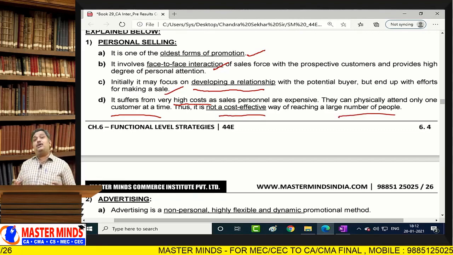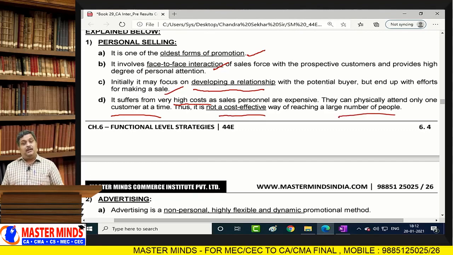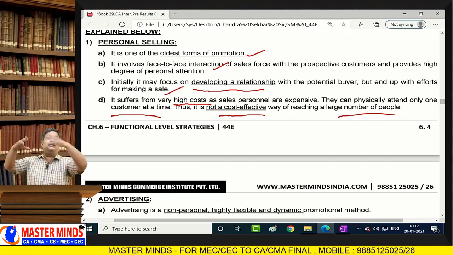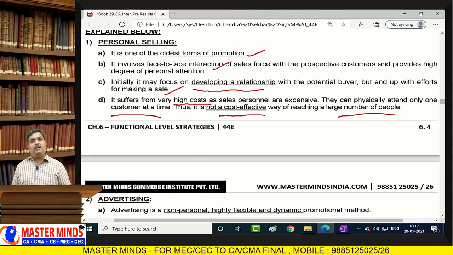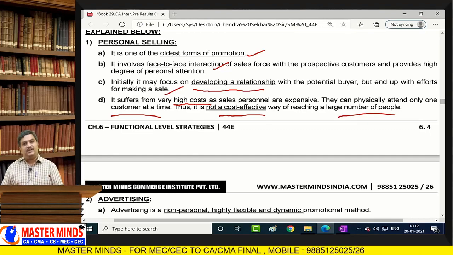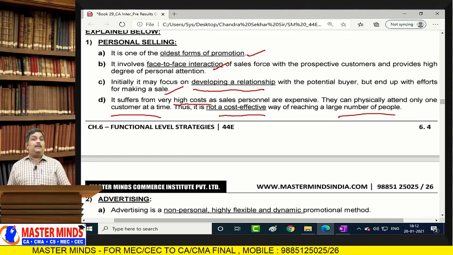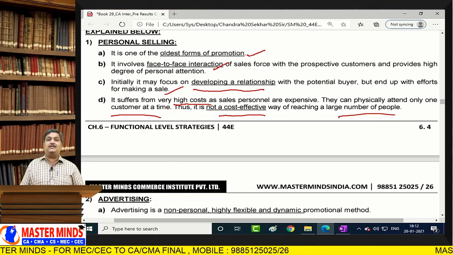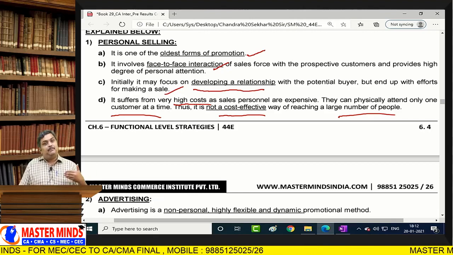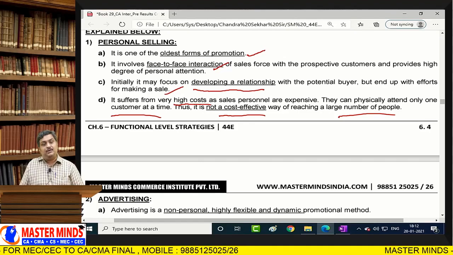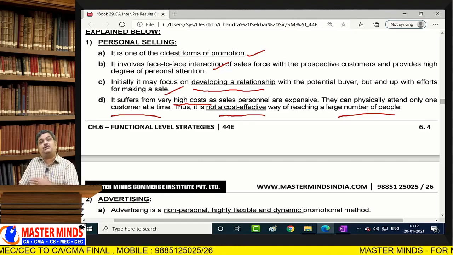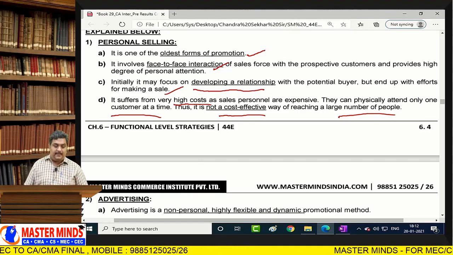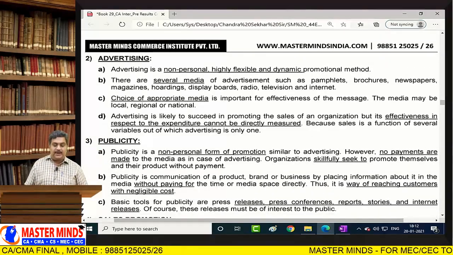That is, if you want to reach the masses, a very large number of people, then personal selling is not the way. Especially for fast-moving consumer goods like toothpaste, soaps and all, personal selling is not advised. You have to choose the promotional method of advertising. And now let us study about advertising.